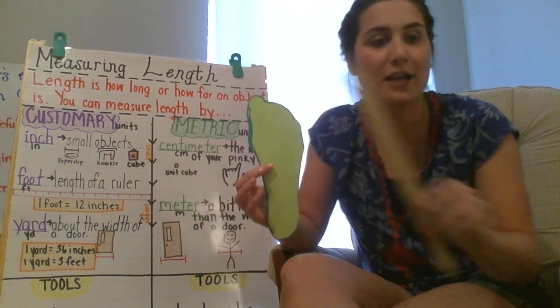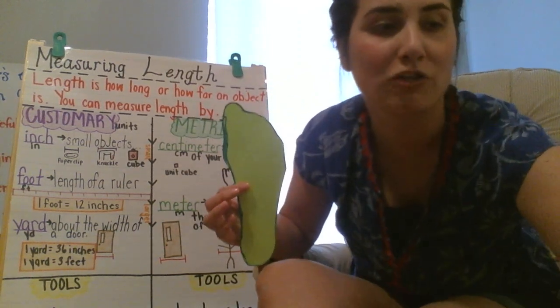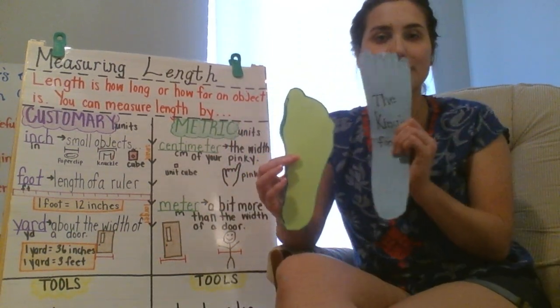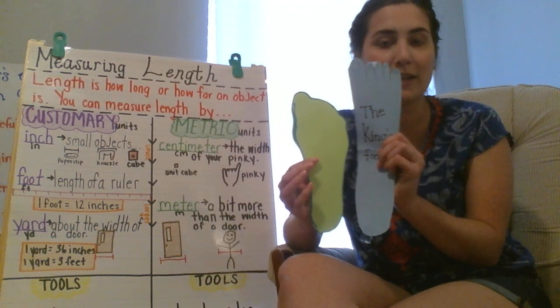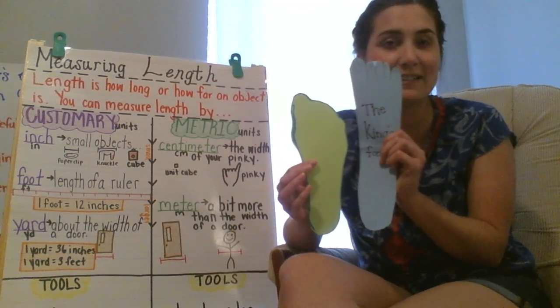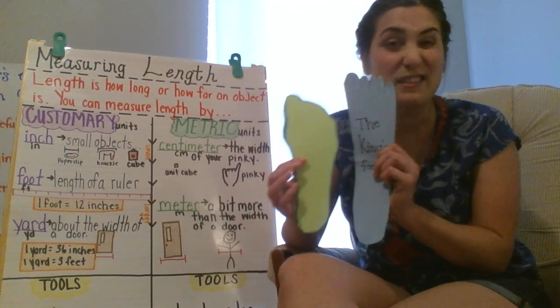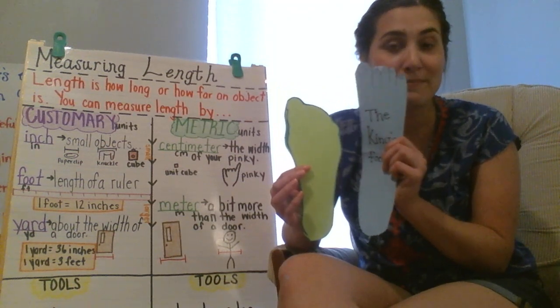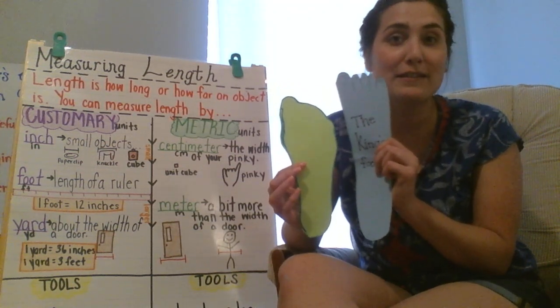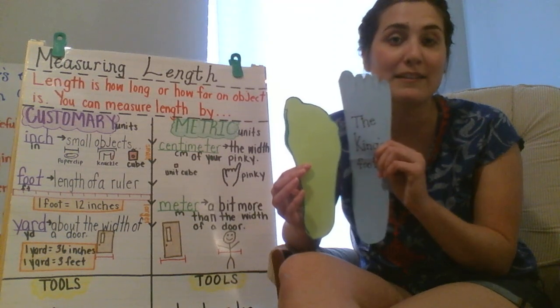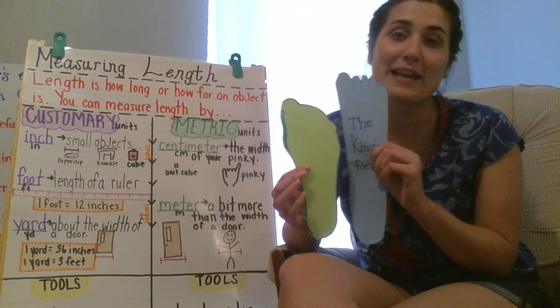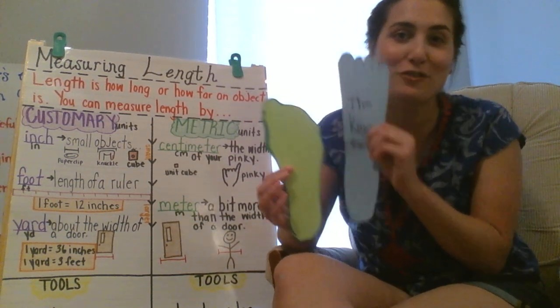So if I had the king's foot, which I actually have a copy of, and I was told to make a bed that was 3 king's feet long and 6 king's feet high, and I used my foot, would it come out the same? So that's why we have to use the same types of measurement and units so that we know we're measuring things accurately. All right, guys, enjoy your activity.